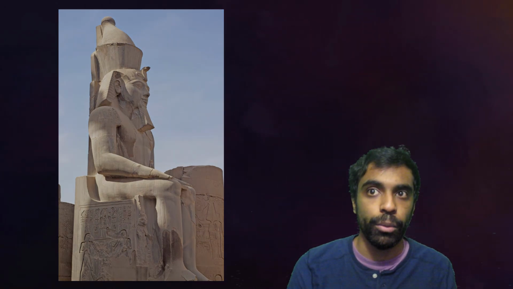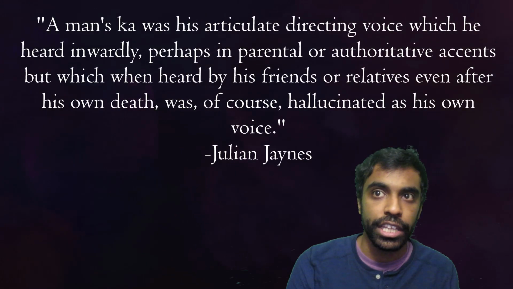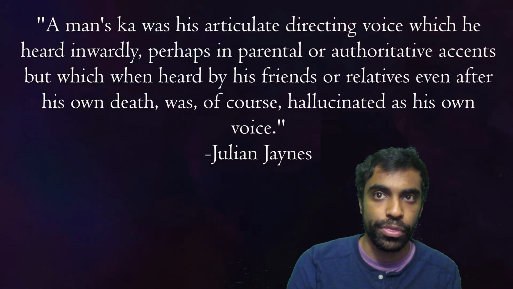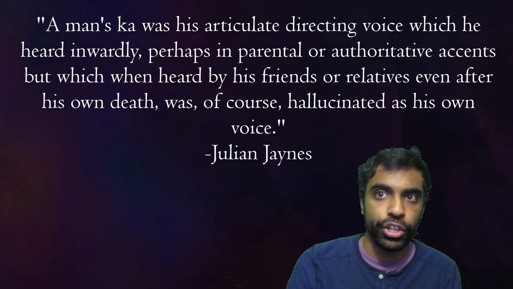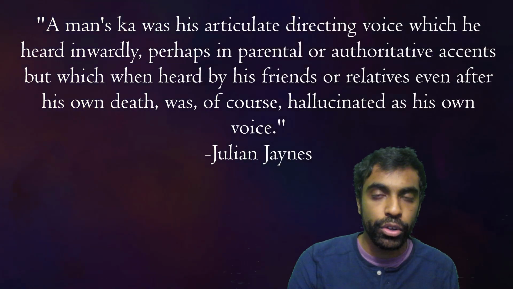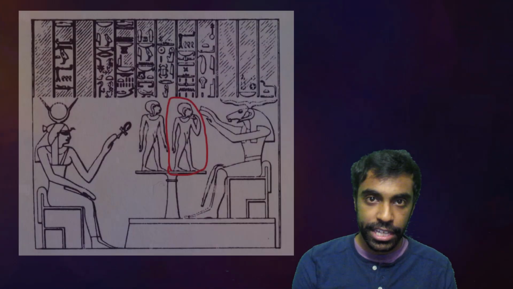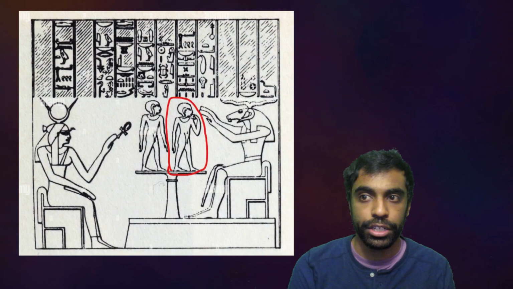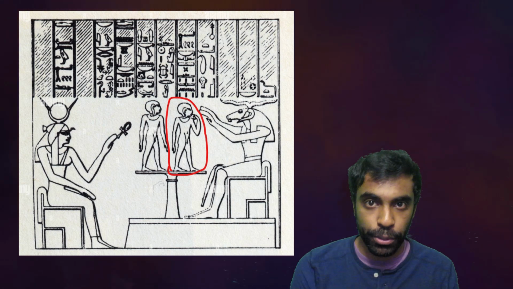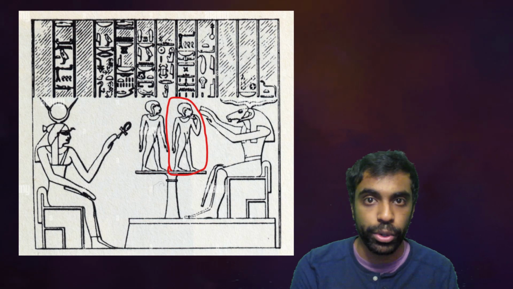I'll quote Julian Jaynes directly for his interpretation of what the ka was. "A man's ka was his articulate, directing voice, which he heard inwardly, perhaps in parental or authoritative accents, but which when heard by his friends or relatives, even after his own death, was, of course, hallucinated as his own voice." And this explains why depictions of the ka on Khnum's potter's wheel show it pointing towards their own mouths. The ka was a person's own internal auditory hallucination.